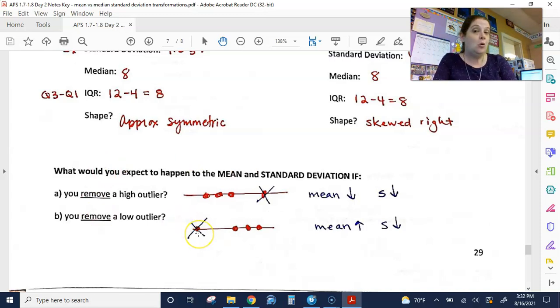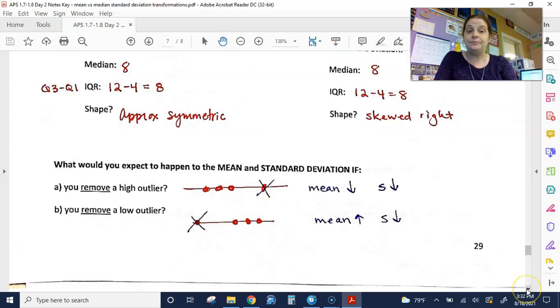If I got rid of a low outlier, so imagine I drop your lowest quiz score, we would expect your average to go up. But remember, standard deviation is a measure of spread, and so I just made that data set have less variation, so we would expect that standard deviation to go down as well.